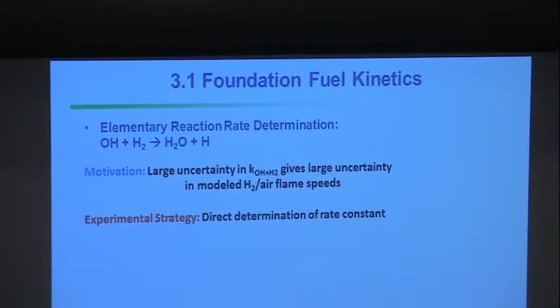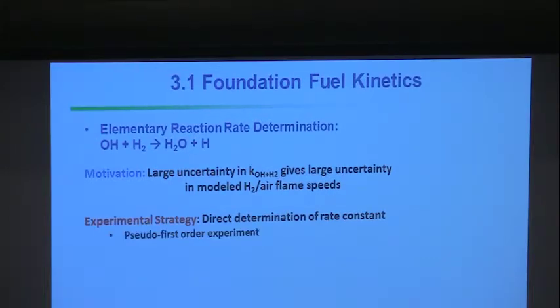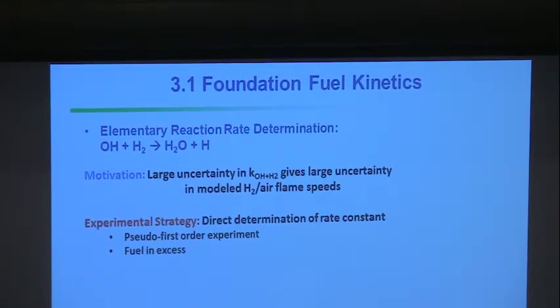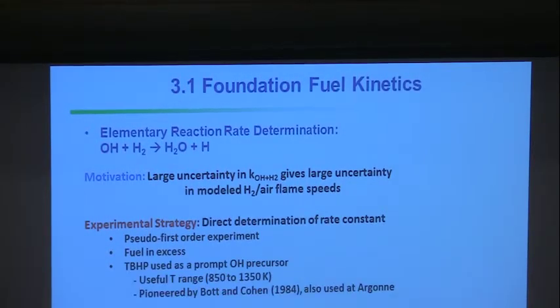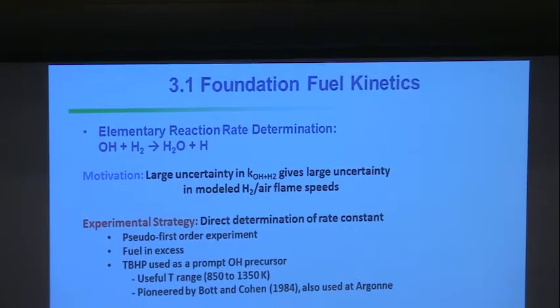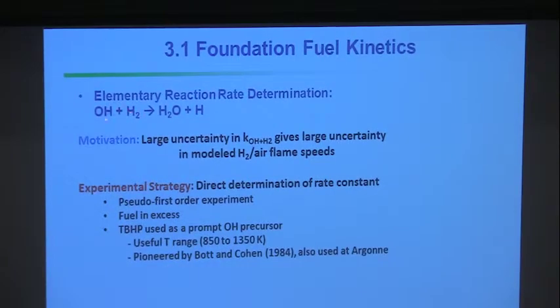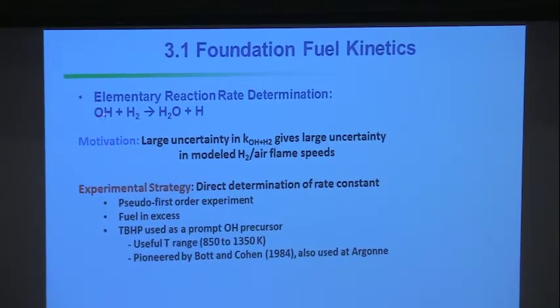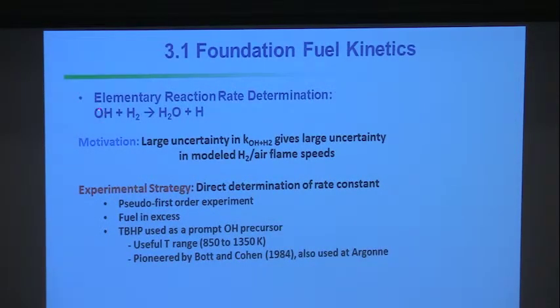Buy the bottle of H2. So anyway, we came up with a trick. We did not invent this, but it's a great trick. It's called the pseudo first order experiment, in which you put an excess of hydrogen together with a known, small amount of OH, and you watch it go away. This was really pioneered by people at Aerospace Corporation in California in 1984. They've also used it at Argonne National Laboratory.